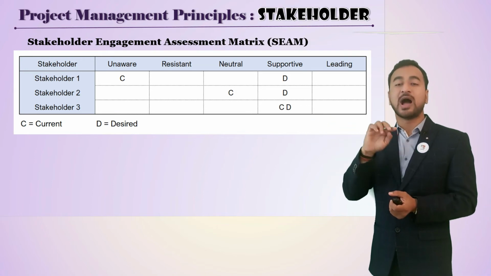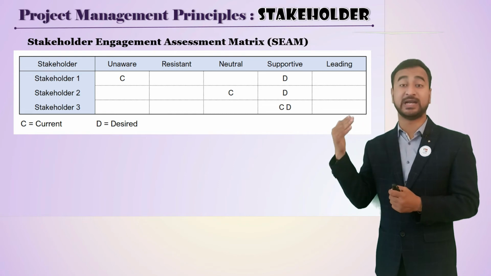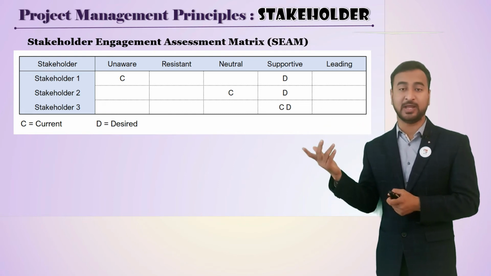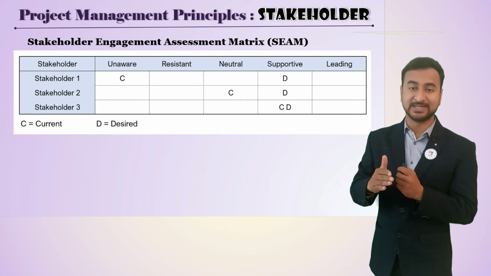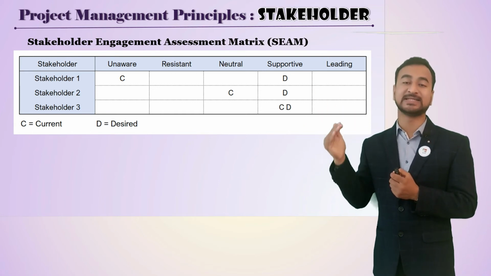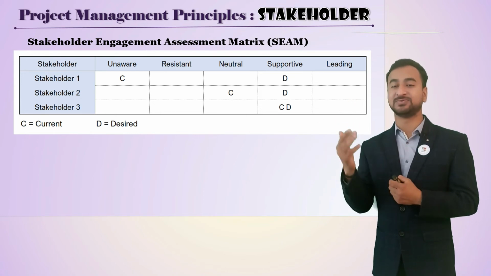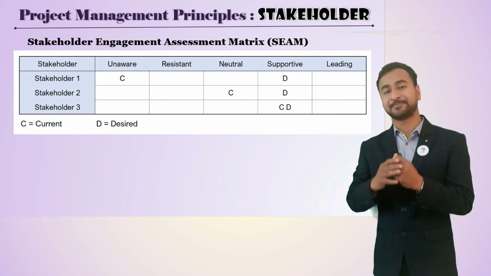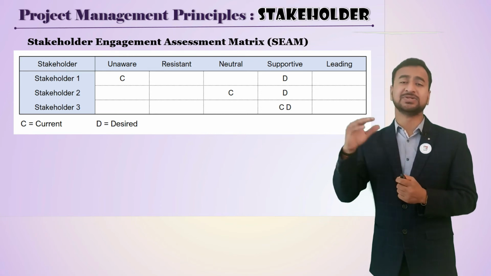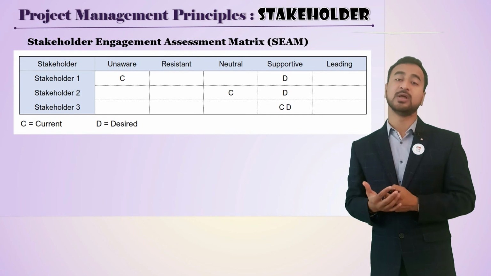So how do you map this gap? That is the reason you have to develop and define a strategy. Stakeholder 2 is currently neutral, but you want to shift him to the desired level. And for stakeholder 3, the current and desired engagement levels are the same, so you just need to maintain the strategy. This is how we define the strategies to manage the different stakeholders.